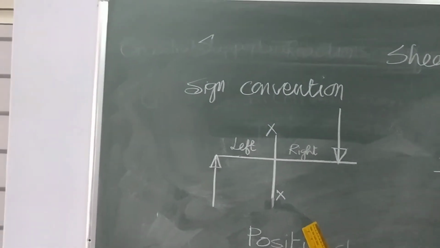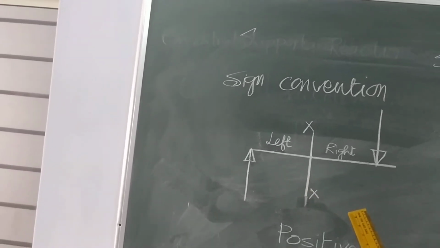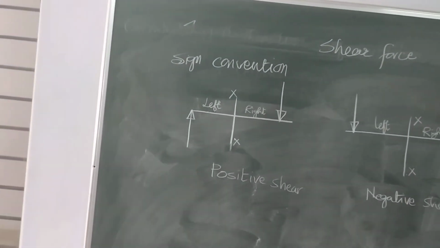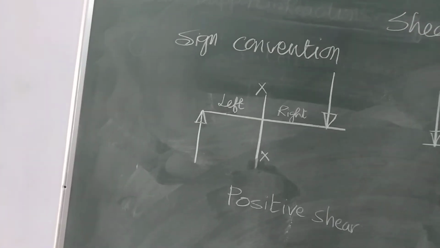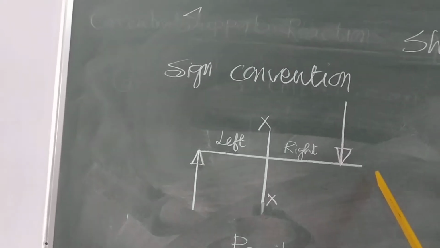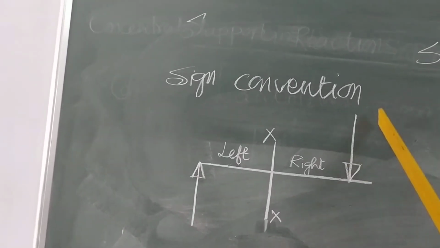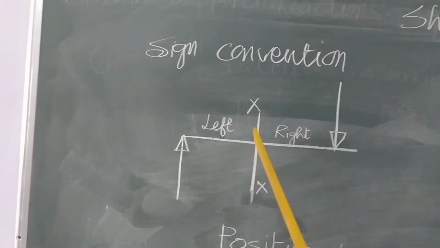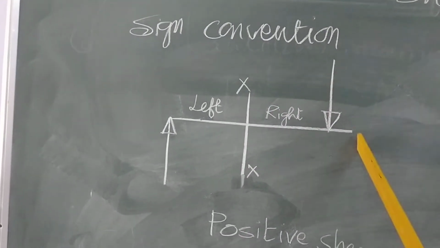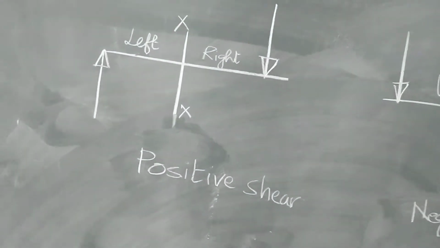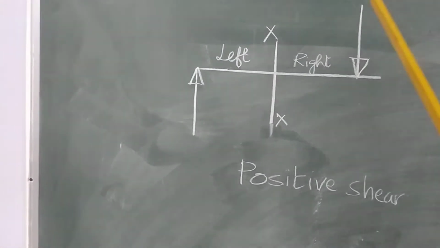A little confusing concept, this sign convention, because why is it confusing? Friends, till now you have studied that upward force is always positive, downward is negative, but this is a little bit confusing because we are saying that if the force towards right to any section is downward, then it is positive shear force. So, this is a new concept.